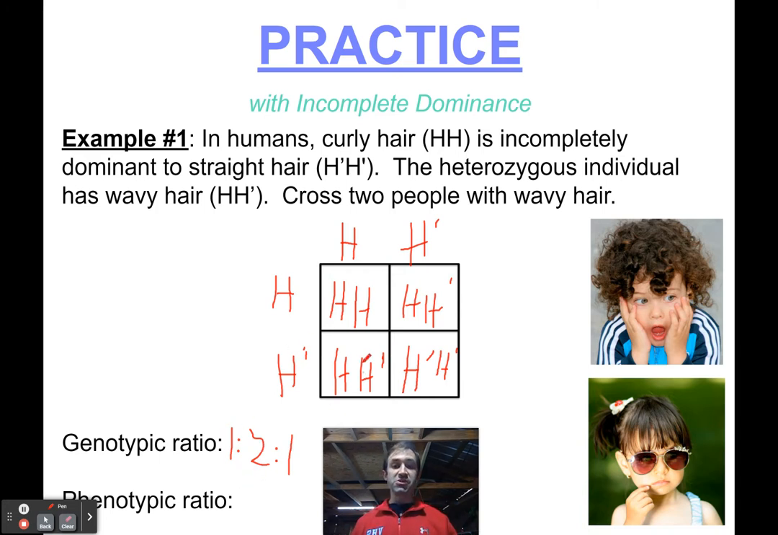And the phenotypic ratio would be the same because there's three different possible phenotypes. We just said it. So the phenotypic ratio will be the same thing. That's not always the case. The phenotypic and genotypic ratio are not always the same. So 1 to 2 to 1. Okay? Awesome.